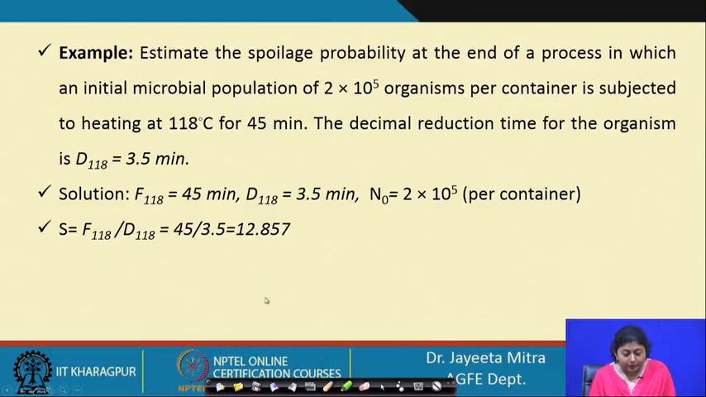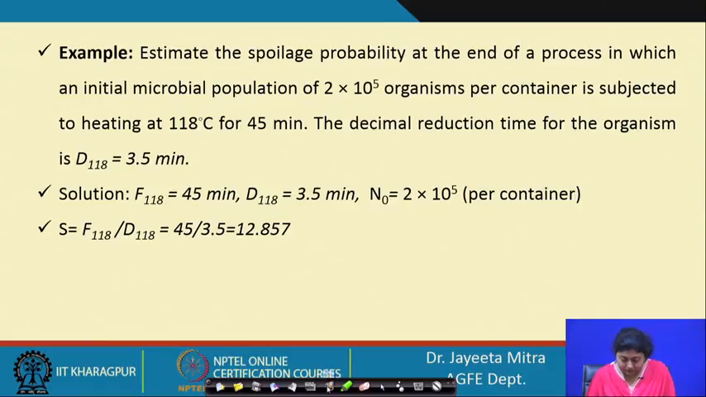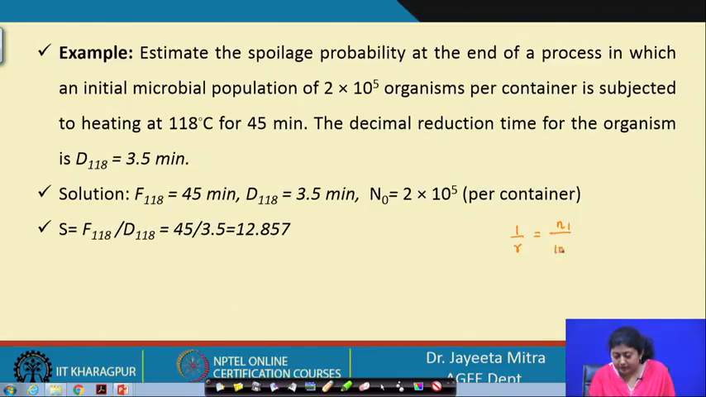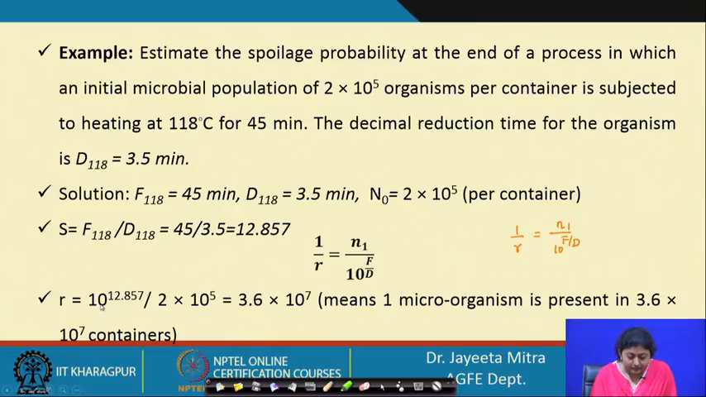12.857. Now, 1 by R, we know that 1 by R is equal to N1, that is the initial load, divided by 10 to the power F by D, right. So, then okay, so this is the case, we need to find F by D, and 1 by R is 2 into 10 to the power 5 divided by 10 to the power 12.857. So, 3.6 into 10 to the power minus 7, right.